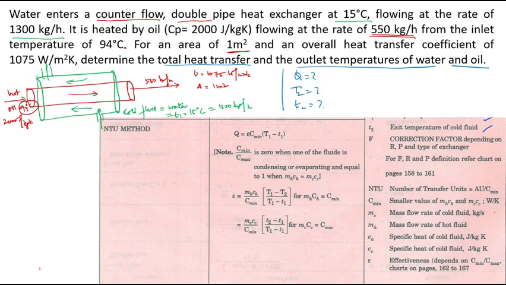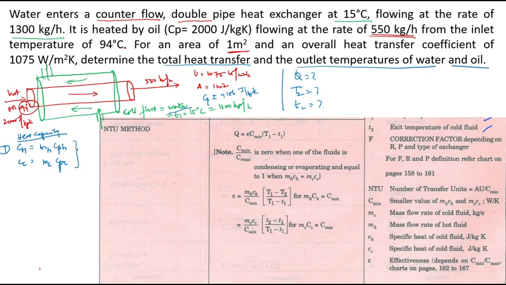In the problem, the specific heat of the cold fluid is not given, because it is water, and water has a standard specific heat. We consider it as 4186 or 4180 joule per kilogram Kelvin. So don't forget the value of the specific heat of water. If you solve the problem by the NTU method, you consider the following four important factors. The first factor is to find CH and CC, that is the heat capacity of the hot fluid and the heat capacity of the cold fluid. CH is equal to mass of hot fluid into specific heat of hot fluid, and CC is mass of cold fluid into specific heat of cold fluid.